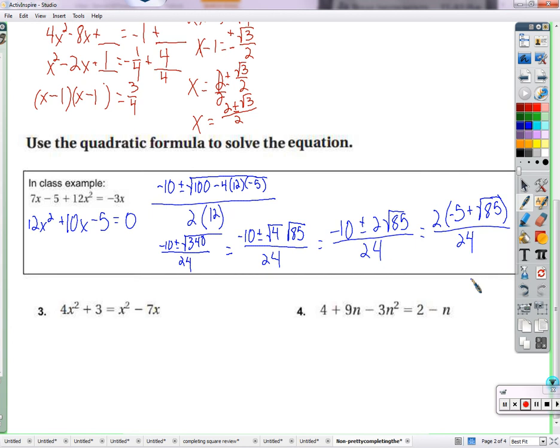Now the numerator and denominator have a common factor. What common factor do the numerator and denominator have? 2. This 2 divided by 24, we can simplify that to 1 over 12. And somewhere I lost my plus minus, there it is. So final answer, negative 5 plus or minus the square root of 85 over 12.